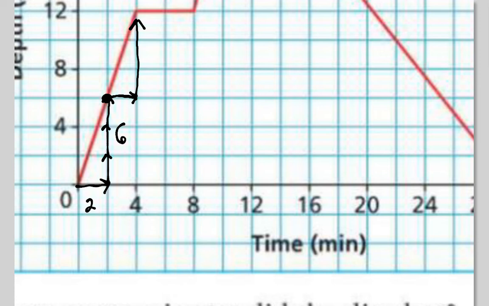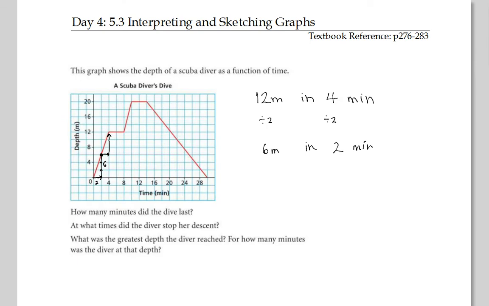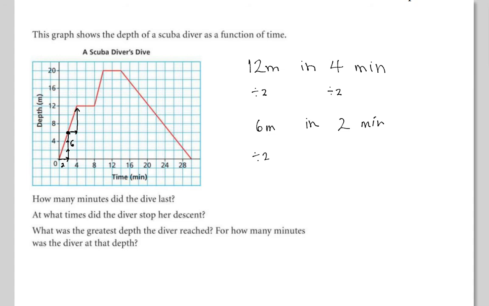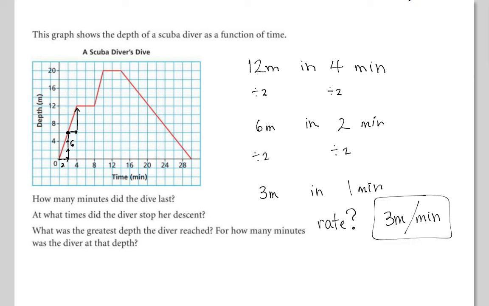So how far could you go in 1 minute? Divide by 2 again, because it's all just a nice ratio. You can go 3 meters in 1 minute. So what would be the rate? You know how you do like kilometers per hour for your rate of speed? It's distance on top and time on the bottom. So you would go 3 meters per minute. That's your speed. 3 meters per minute for that first interval.